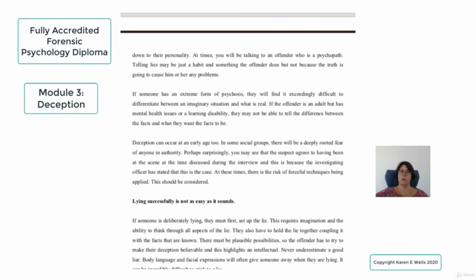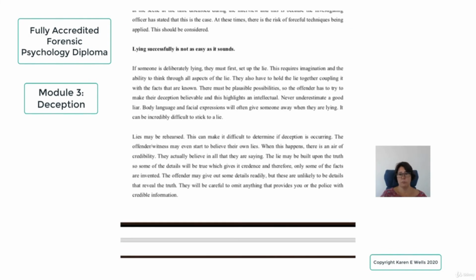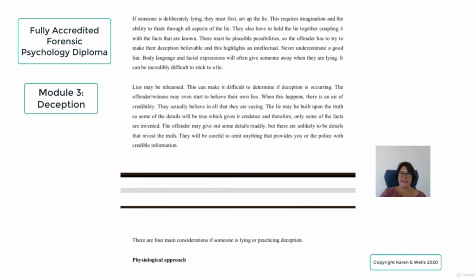So, of course, you're going to encounter people as well with some level of psychosis. So if it's an extreme form, they're going to find it exceedingly difficult to differentiate between an imaginary situation and what's real. So if the offender's an adult but has mental health issues or a learning disability, they may not be able to tell the difference between the facts and what they want the facts to be. So really, lying successfully is not as easy as it sounds.